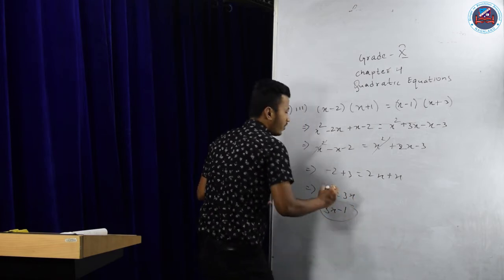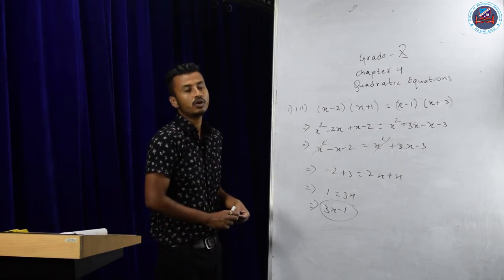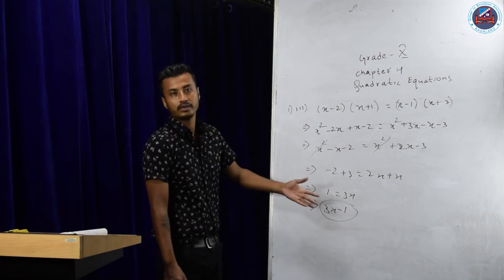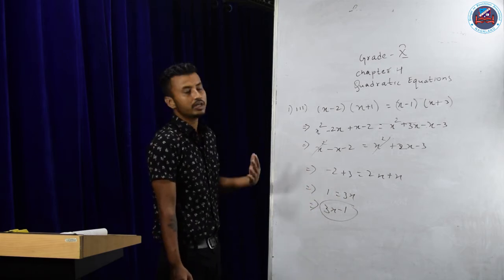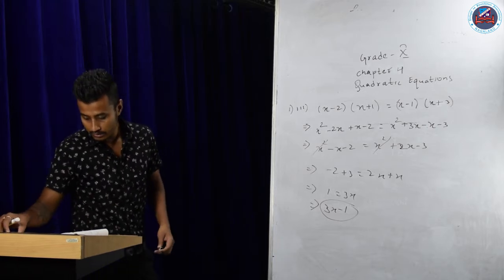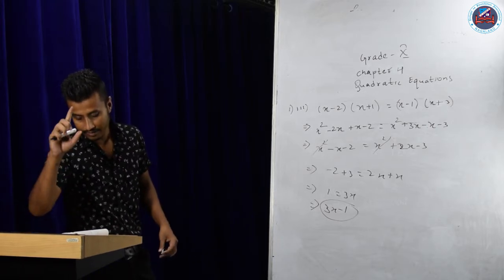Guys, is this in the form of ax square plus bx plus c equals to 0? Yes or no? No, because it's in the form of 3x minus 1. There is no x square term here. So this is not a quadratic equation. Let me jump into another question. Let me do question number 1 part 7.